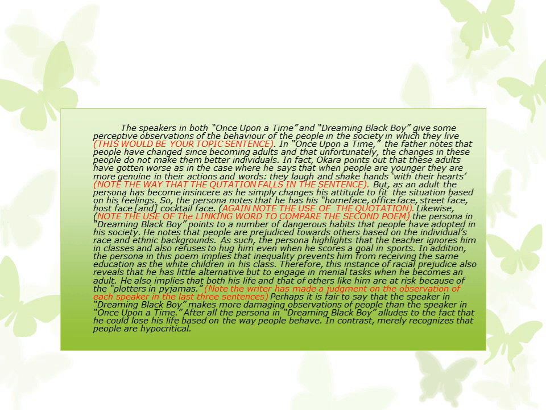Now, here is a clarification for you, everyone. The writer has made a judgment on the observation of each speaker within the last 3 sentences here. And the sample continues. Perhaps it is fair to say that the speaker in Dreaming Black Boy makes more damaging observations of the people than the speaker in Once Upon a Time. After all, the persona in Dreaming Black Boy alludes to the fact that he could lose his life based on the way people behave. In contrast, Once Upon a Time merely recognizes that people are hypocritical.